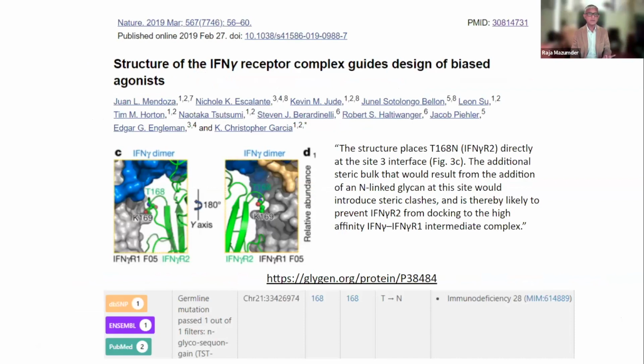So when you look at this type of data, you say, okay, that was a prediction in the bioinformatics space. And sometimes it takes a lot of time for people in the wet lab to prove or disprove some of those predictions. There was a paper in Nature in 2019, which showed that that type of gain of glycosylation or loss of glycosylation can actually affect the protein structure, and it results in steric clashes. In this case, the addition or gain of glycan structure results in clashes, which were likely to prevent the interferon gamma receptor 2 from docking to the high affinity intermediate protein complex.